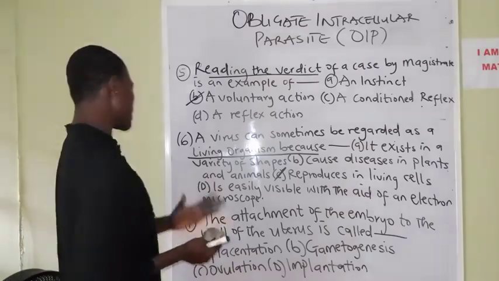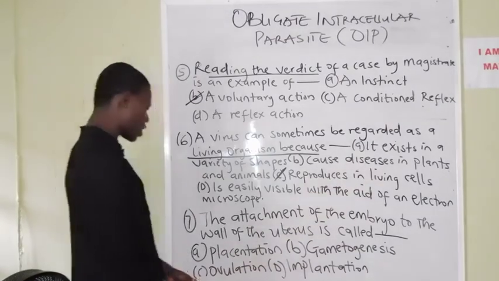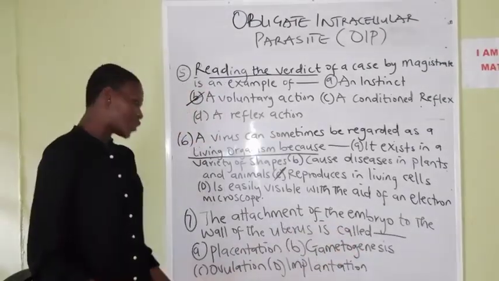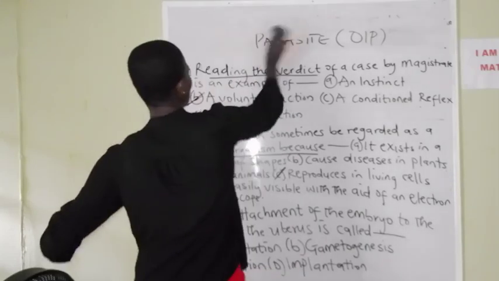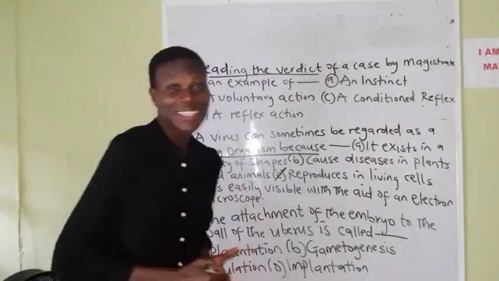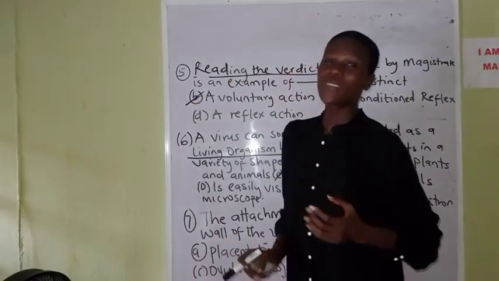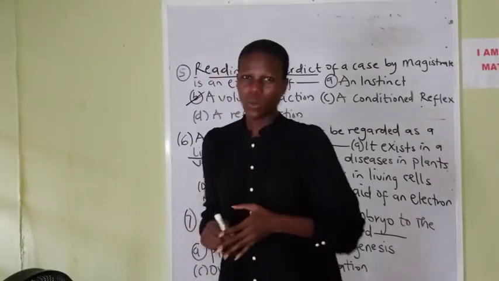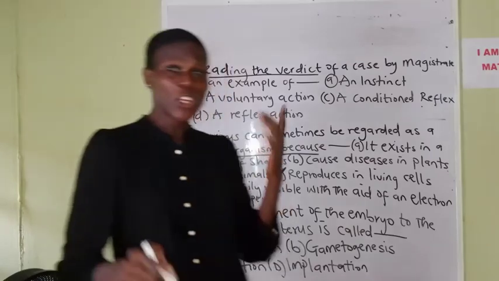Take notes, okay? So the next question says the attachment of the embryo to the wall of the uterus is called: A, placentation; B, gametogenesis; C, ovulation; D, implantation. So what is the answer to this question? First, what is placentation? Placentation is a process of making the placenta. Now this placentation comes after fertilization, whereby the sperm cell fertilizes the egg cell to form a zygote, okay? So this one comes after fertilization has taken place, so it is not the answer.